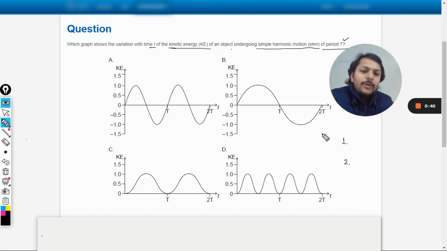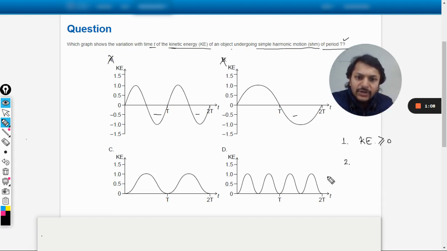Point number one: kinetic energy is a scalar quantity. It cannot be negative. It is always greater than or equal to zero. So either the body is at rest or the body is moving. So there is no sense of negative kinetic energy. It's not possible. So by this point, you can say that A is wrong and B is wrong, because they have the negative graph. Negative graph is not possible.